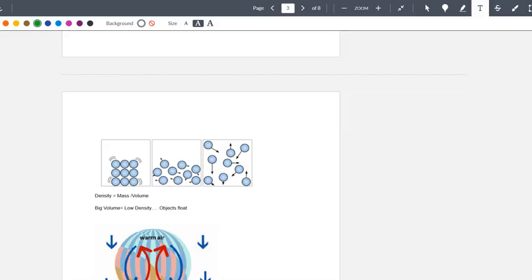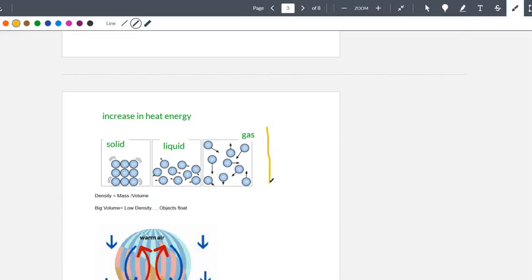This is going to be an increase in heat energy. And how does that impact matter? Well, we remember that this is a solid. It vibrates in place. This is a liquid. And this one is a gas. Remember, as we increase the temperature, as we increase the amount of heat, the particles move around more.